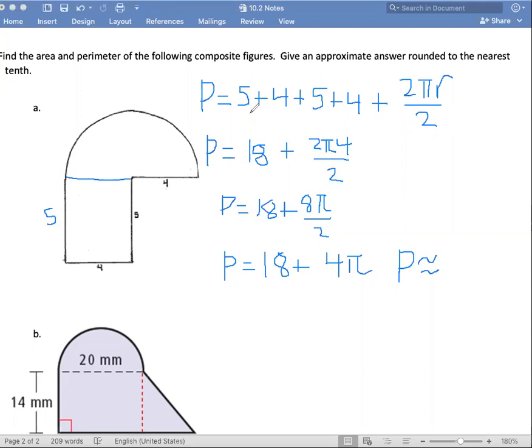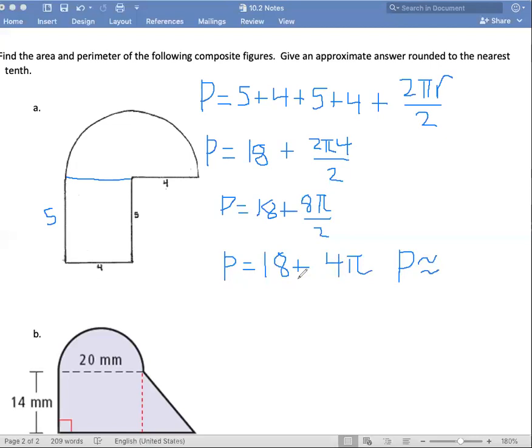On my next line, I simplified 5 plus 4 plus 5 plus 4. If you add these 4 numbers together, you're going to get 18. I plugged in 4 for the radius. 2 times a radius of 4, well, let me slow down. So I said 2 pi 4. 4 is the radius. On this third line, if you take 2 times 4, you're going to get 8. So I said the perimeter is equal to 18 plus 8 pi divided by 2. If you take 8 pi divided by 2, you are going to get 4 pi.